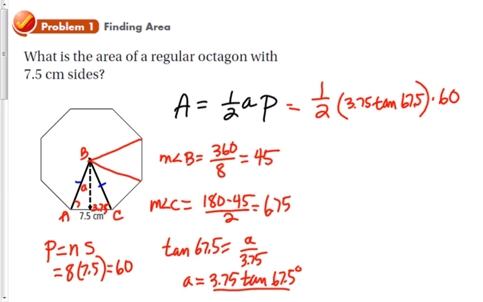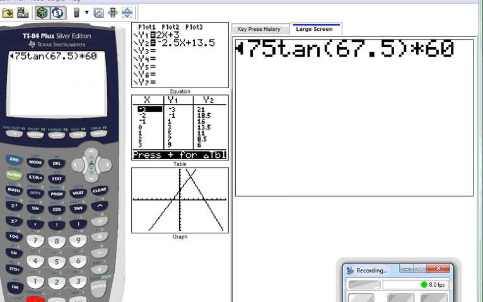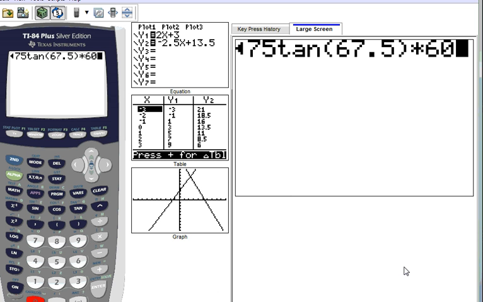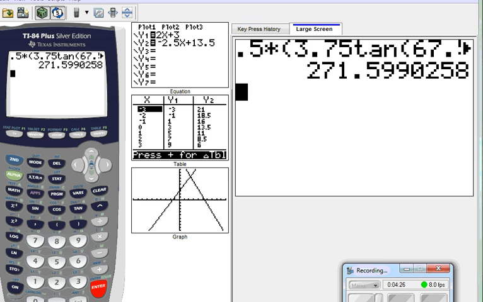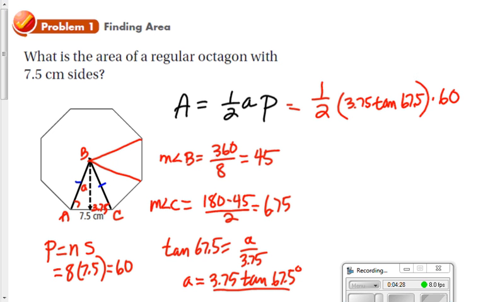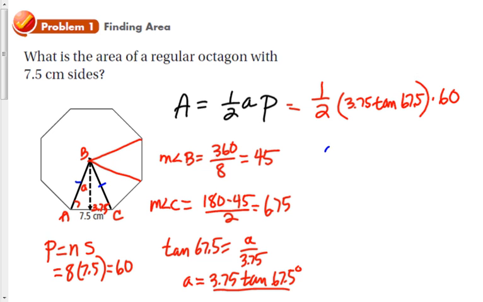I'm going to use the calculator for that. On my calculator, I just typed it all in as one expression, 1/2 times 3.75, tangent 67.5 times 60. Make sure you're in degree mode. And you end up with about 271.6. And since it's area, that's square centimeters. All right, you try that.